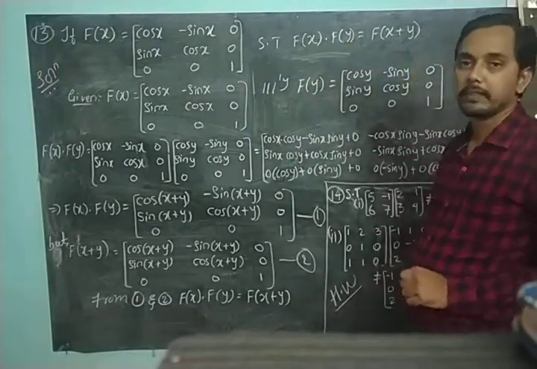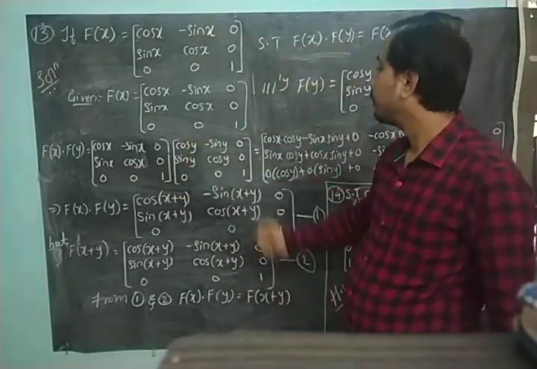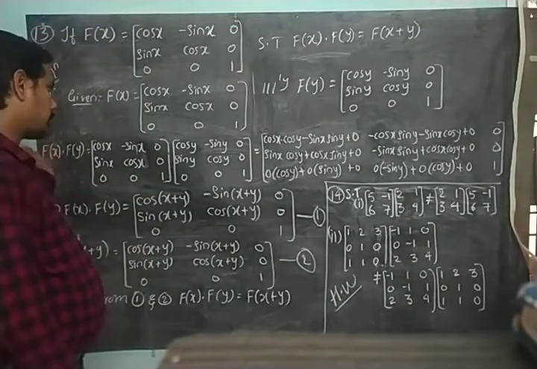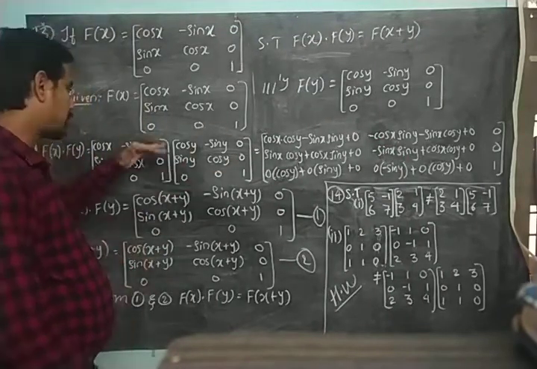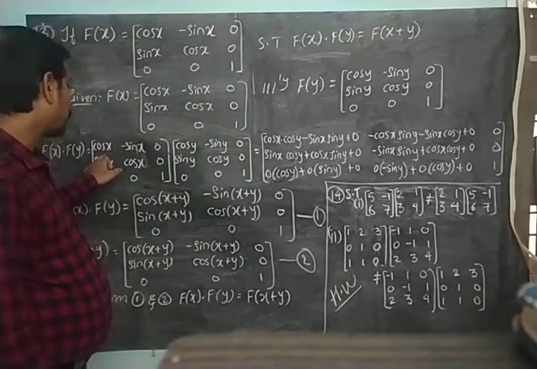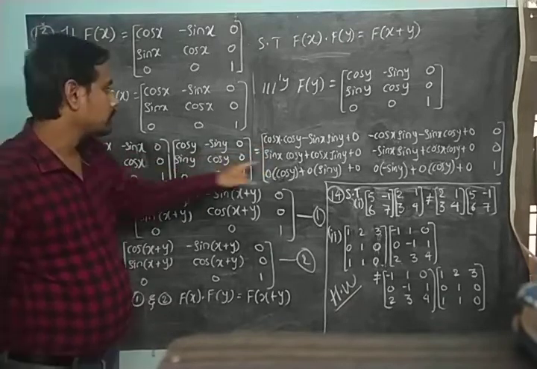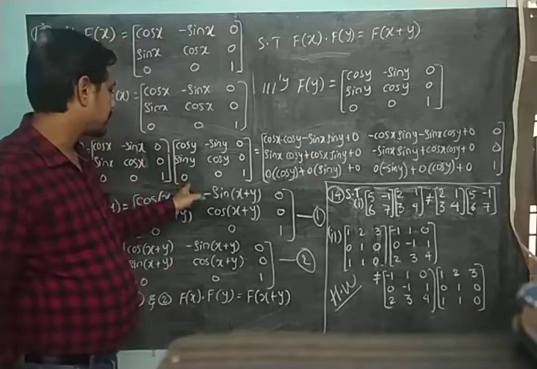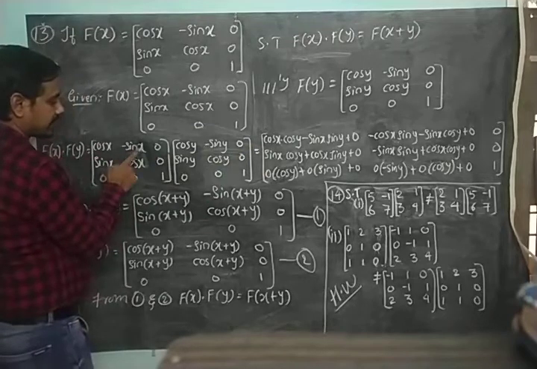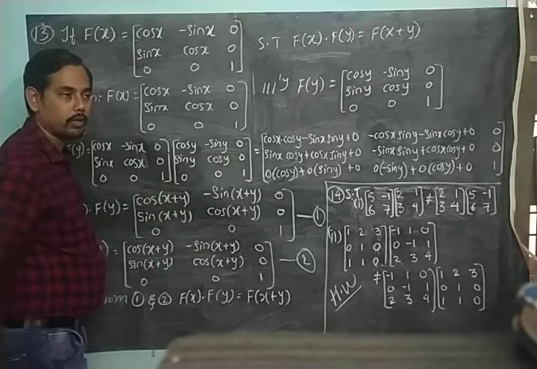Let's calculate the LHS part, f of x into f of y. This is multiplication of matrices, so each row should be multiplied with each column. First row with first column: cos x into cos y minus sin x into sin y plus 0 into 0. So you will get this value.